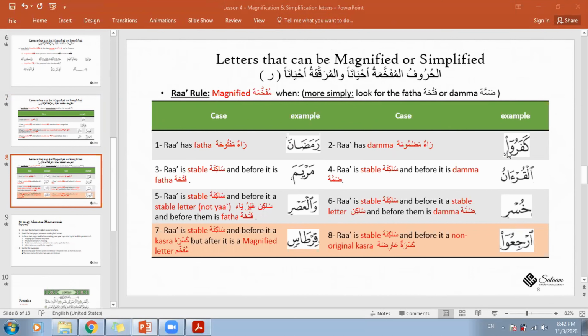Just another example here. Say kafaru. And if you remember, the last slide will be birihen. Ra is simplified in birihen and magnified in kafaru. Ra should fill your mouth with its echo. Ru. But in birih, the ra is simplified. Inshallah, during practice, we can go into this one.